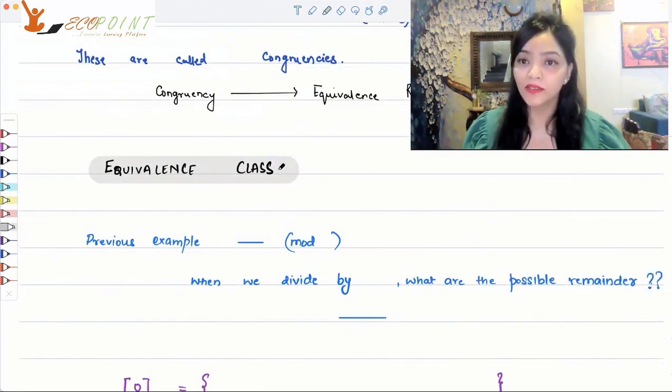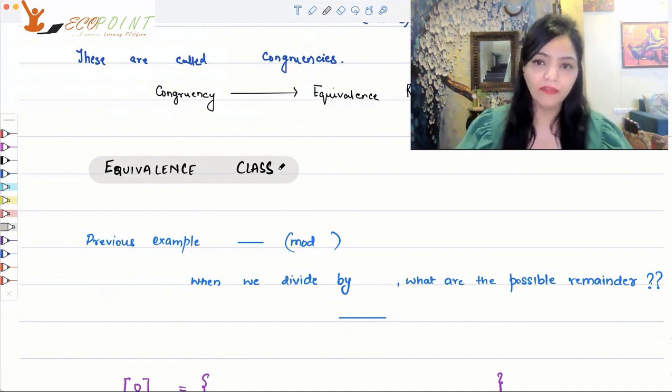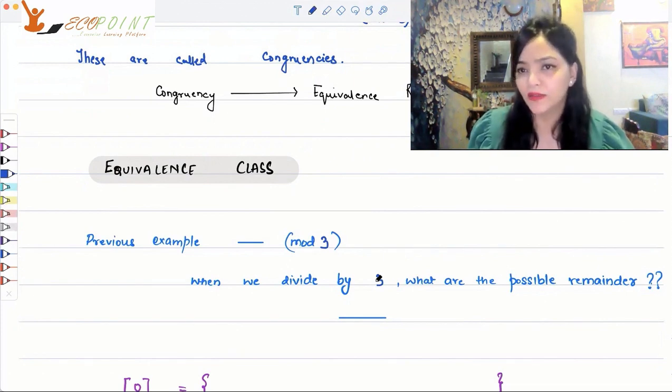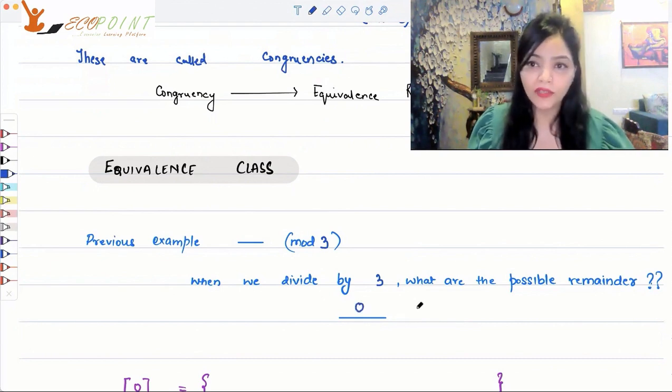And this brings us to the concept of equivalence class. Now, what is an equivalence class? In the previous example, we were thinking of modulo 5, that was basically when we were dividing by 5. Now, if we think of modulo 3, when we divide by 3, what are the possible remainders? Maybe you are not left with any remainder. Maybe you are left with remainder 1. Maybe you are left with remainder 2.